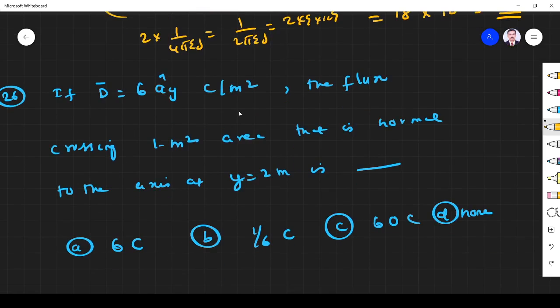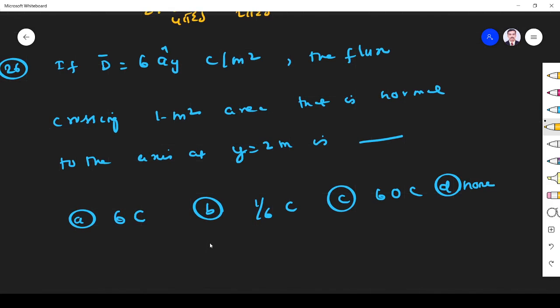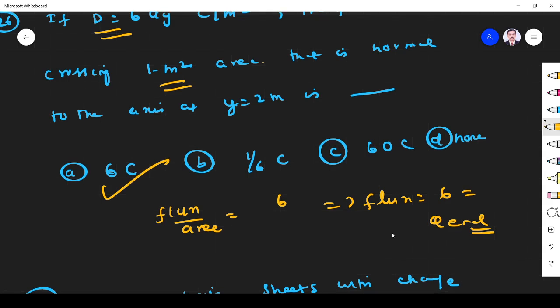Next one: if D is equal to 6y coulomb per meter square, find the flux crossing a 1 meter square area. I don't mind about the other things; they are asking about the flux crossing. D is nothing but flux density, and flux density is flux per area. Only the magnitude you take: flux per area is 6, and area is 1, so flux is equal to 6. Flux is nothing but Q enclosed. As per Gauss law, the electric flux passing through any closed surface is equal to the charge enclosed. So it is 6 coulomb.